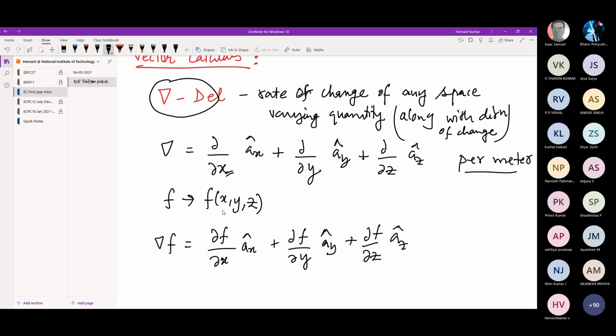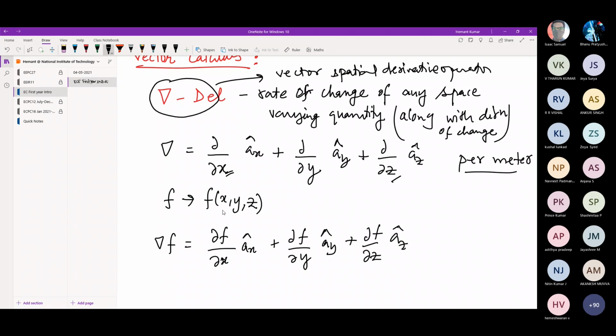X is nothing but a distance in the x direction, distance in the y direction, distance in the z direction. So its unit will be per meter. So it is also known as a vector derivative, a special derivative operator.